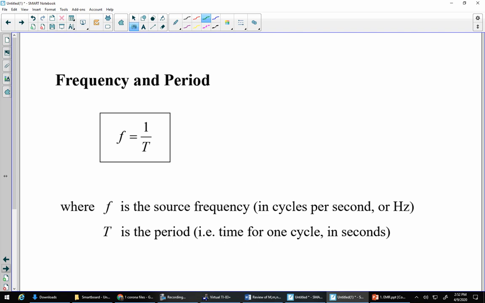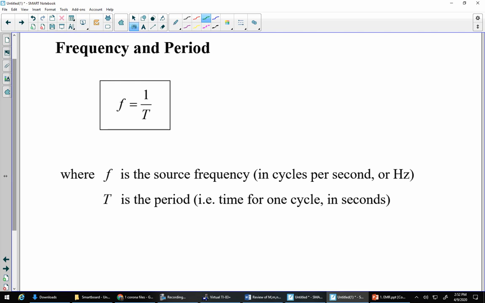You may also remember a couple of definitions, frequency and period. Frequency, we're talking about the source frequency here, is by definition cycles per second, and it's measured in hertz after Heinrich Hertz, who we finally get to talk about a little bit today. I know we mentioned him a little in Physics 20, but now we get to talk about Heinrich Hertz in Physics 30. Cool. And then period is the time for one cycle.